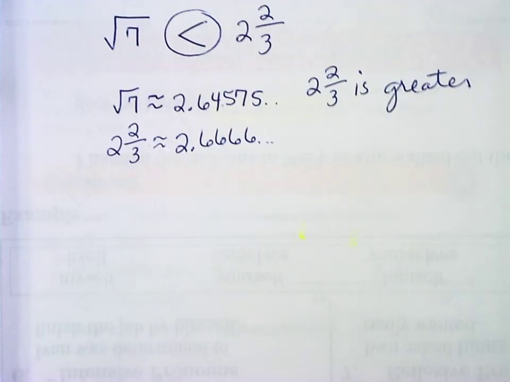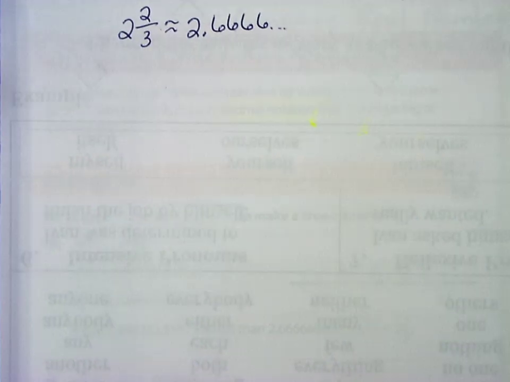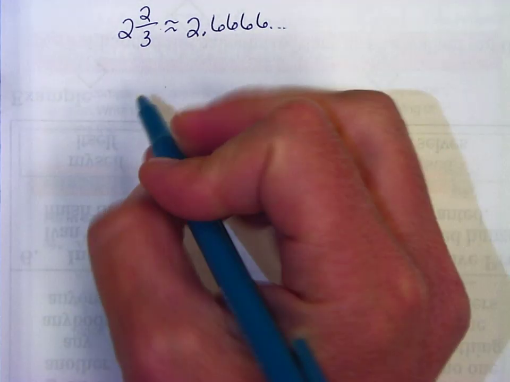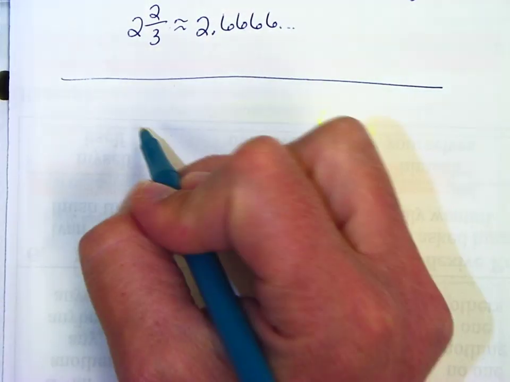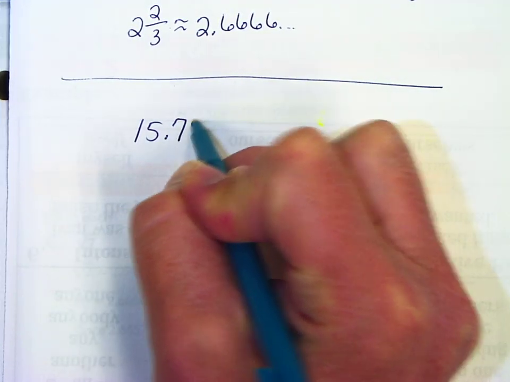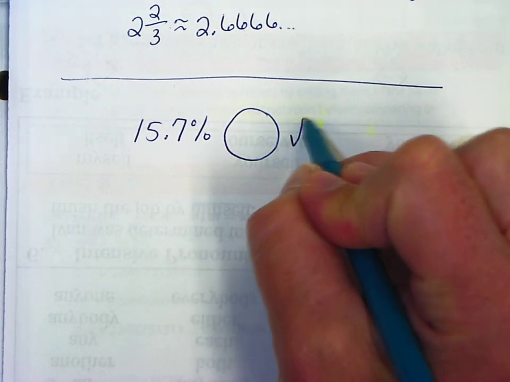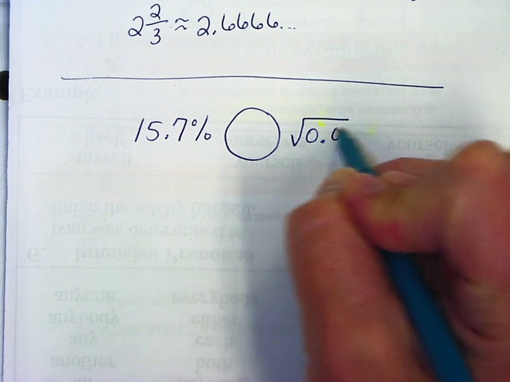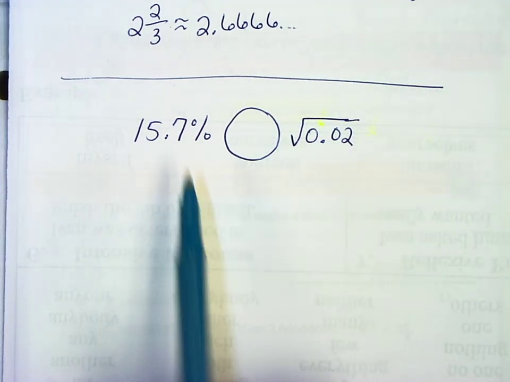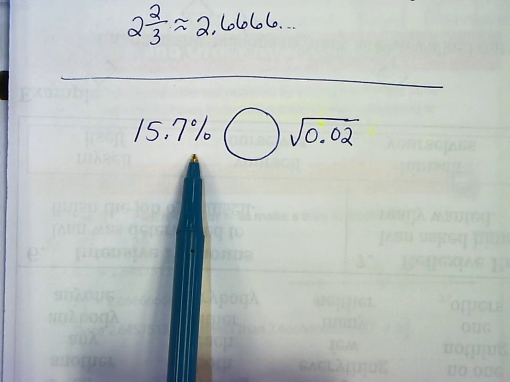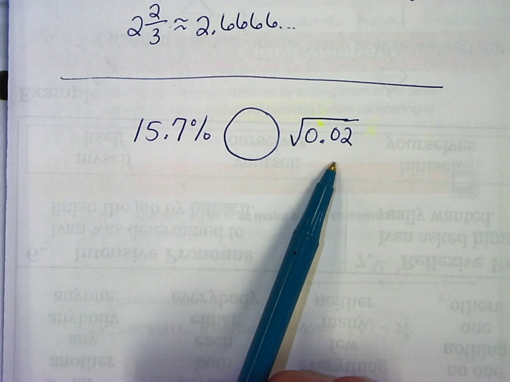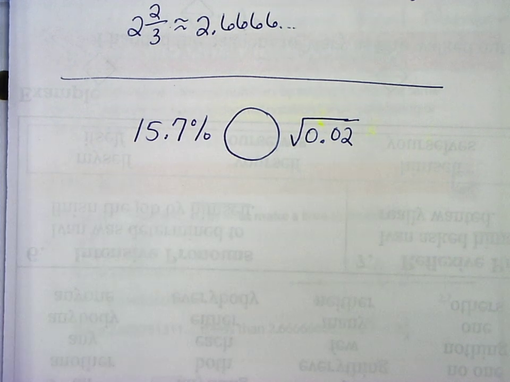Okay, let's try another problem. Let's try 15.7%, or the square root of 0.02. Okay, so again, these are two different kinds of numbers. This is a percent, and this is a square root. So we need to change these both into decimals.